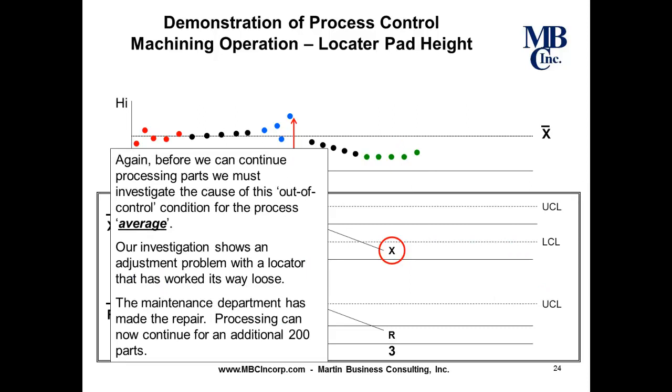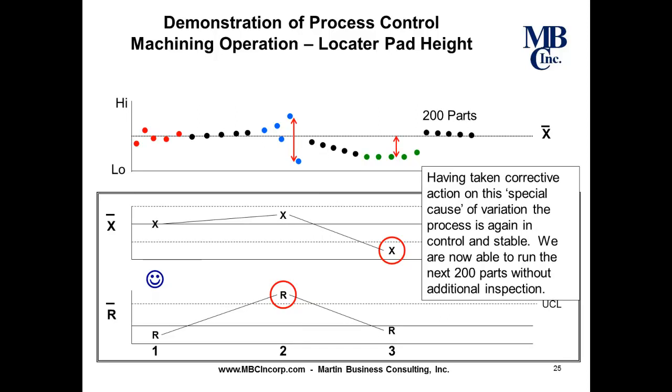Again, before we can continue processing parts, we must investigate the cause of this out-of-control condition for the process average. Our investigation shows an adjustment problem with a locator that has worked its way loose. The maintenance department has made the repair. Processing can now continue for an additional 200 parts. Having taken the corrective action on this special cause variation, the process is again in control and stable. We are now able to run the next 200 parts without additional inspection.